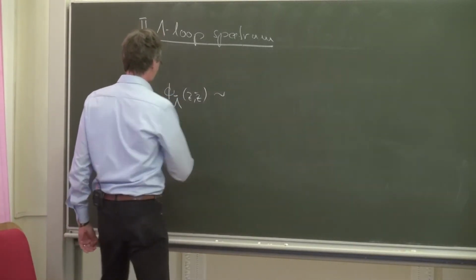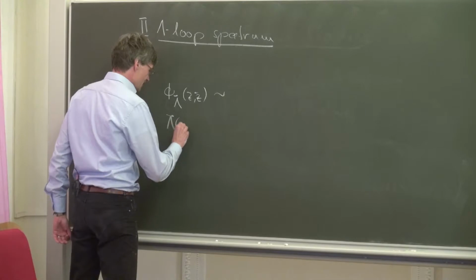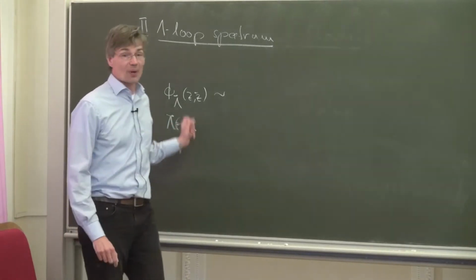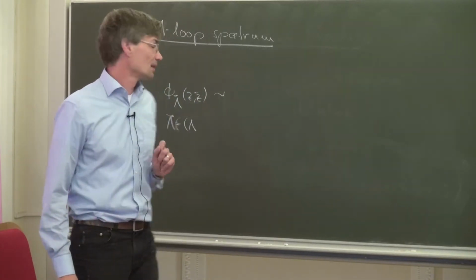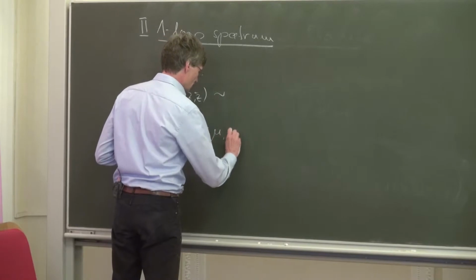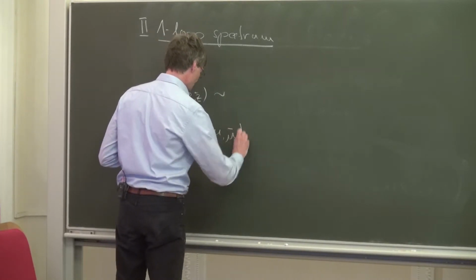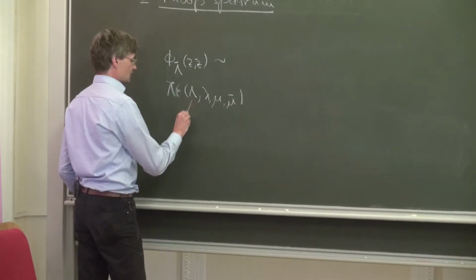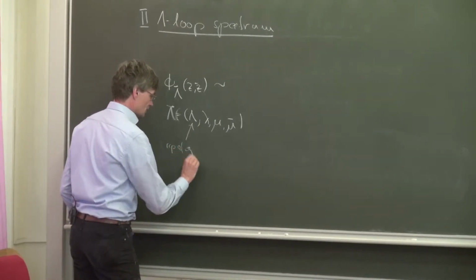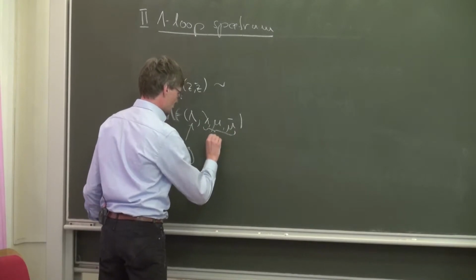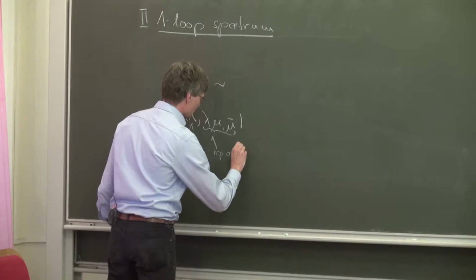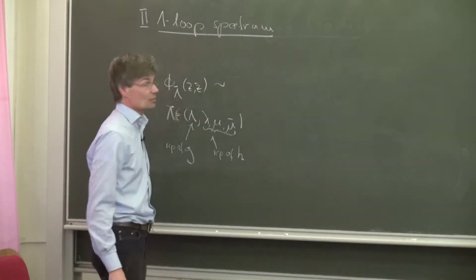So the lambda here is a vector consisting of a weight of G and then 3 weights of the denominator group H. Okay, so this is a representation of G, and these label representations of H, the algebra of the denominator.